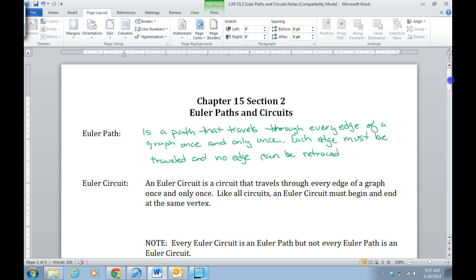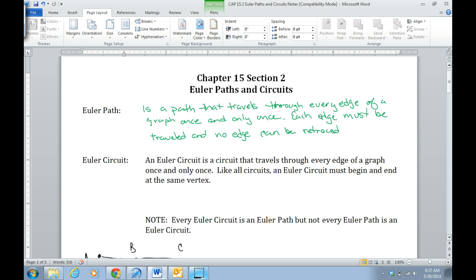So along with that, in an Euler path is an Euler circuit. Same idea. Okay? An Euler circuit is a circuit that travels through every edge of a graph once and only once. And like all circuits, an Euler circuit must begin and end at the same vertex. Note that every Euler circuit is an Euler path, but the reverse is not true, every Euler path is not an Euler circuit.